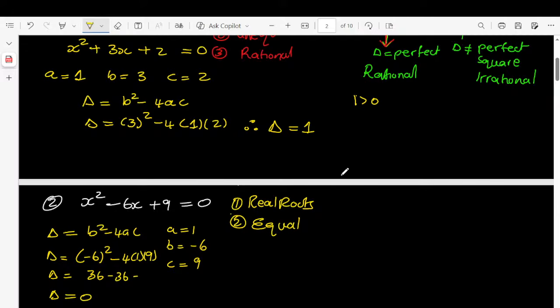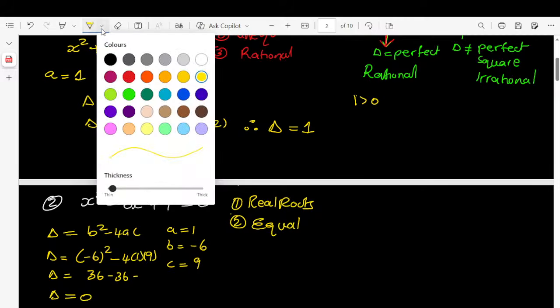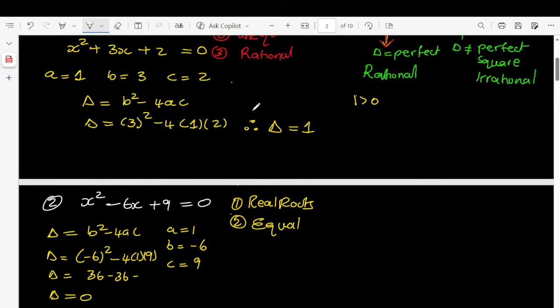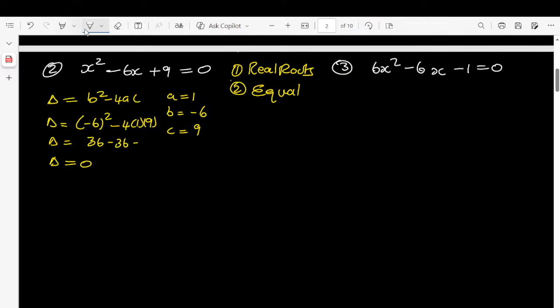So the more examples we do, the more we can add complex problems. Let's try this one. Let's say I have 6x squared minus 6x minus 1 equals 0. Not minus y, but minus 6x. We need to find the nature of the roots of that. Let's work on this.